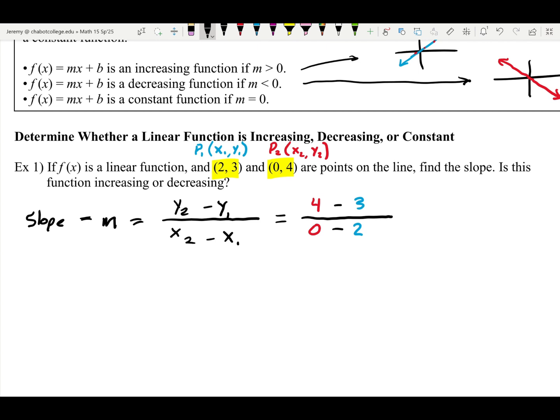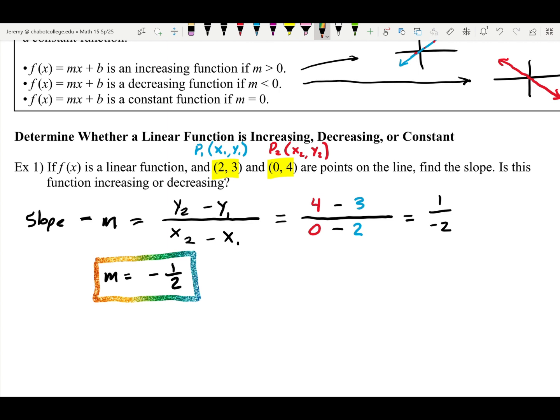Okay, and then I'll just simplify this. I get 1 over negative 2. So negative 1/2 is my slope. So I'll put a box around that because that is the first thing that I wanted to find.